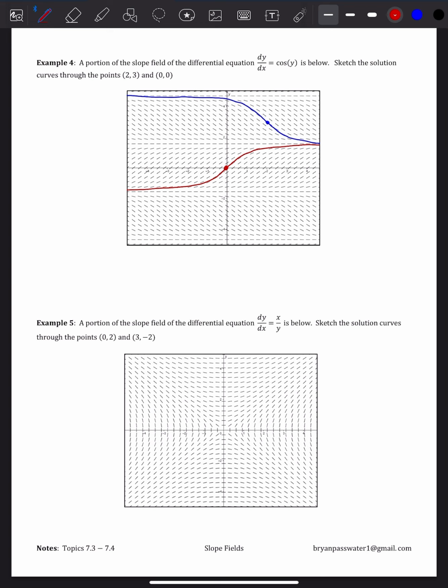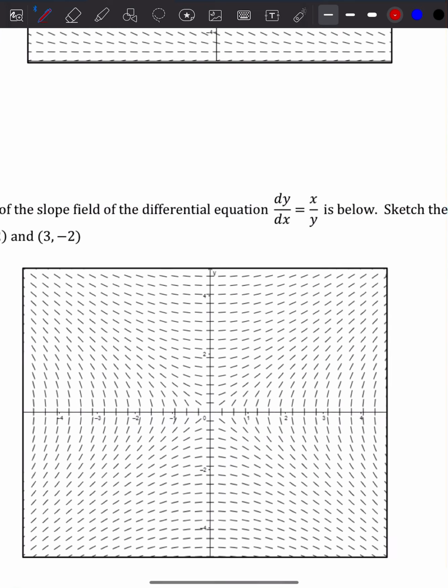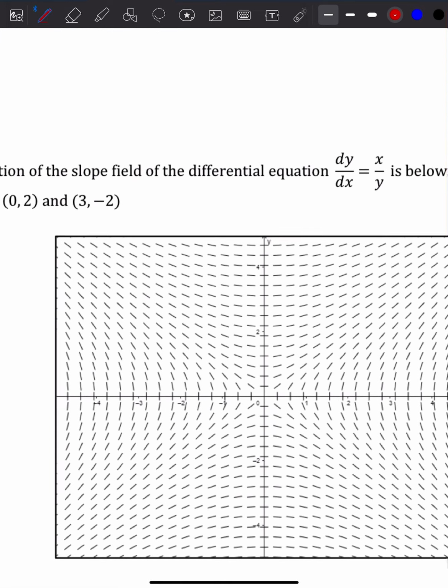A portion of the slope field of the differential equation dy/dx = x/y is shown below. Sketch the solution curves through the points (0, 2) and (3, -2). So (0, 2) and (3, -2). (0, 2) is what we're going to start with. (0, 2) is going to be right here. And then we're going to just follow those slopes.